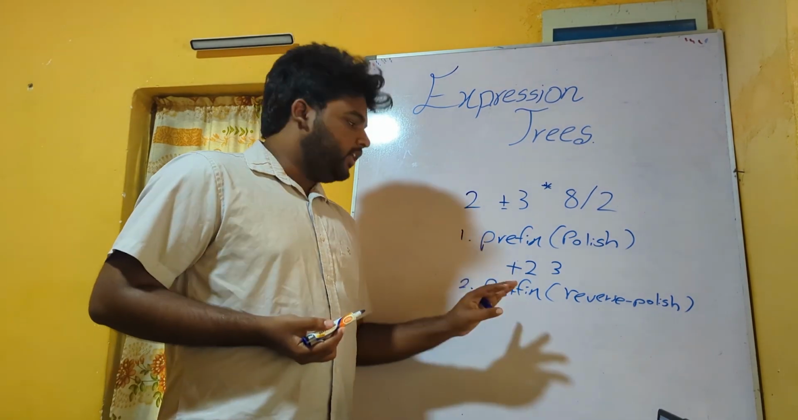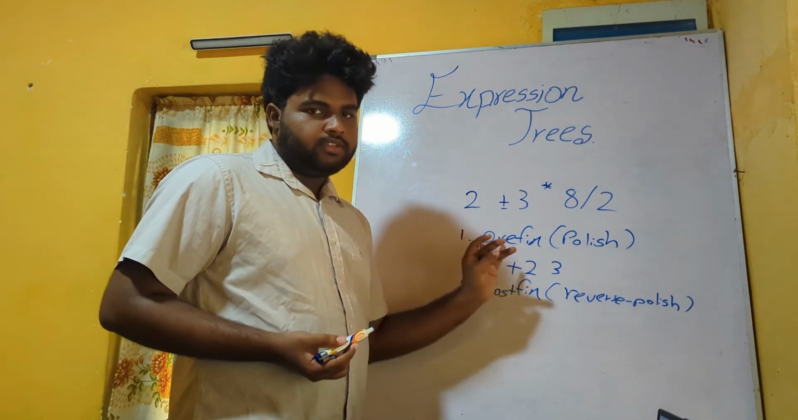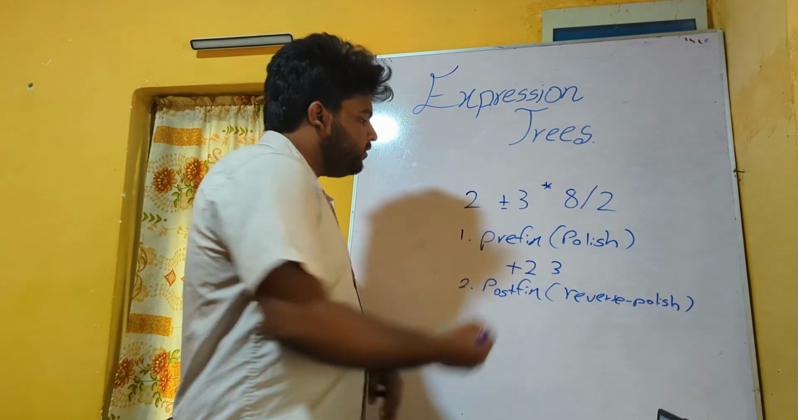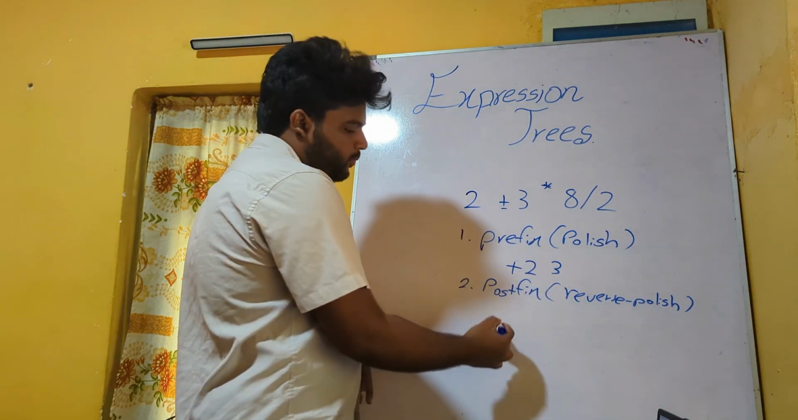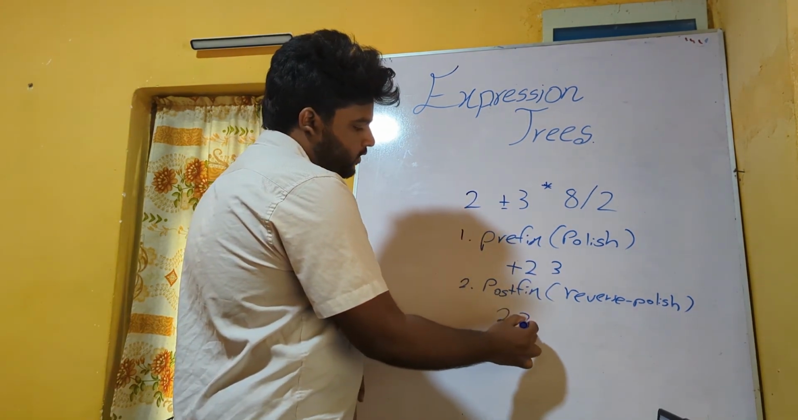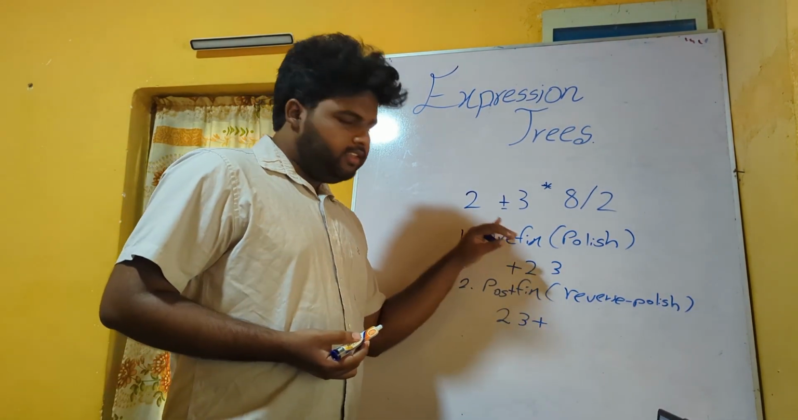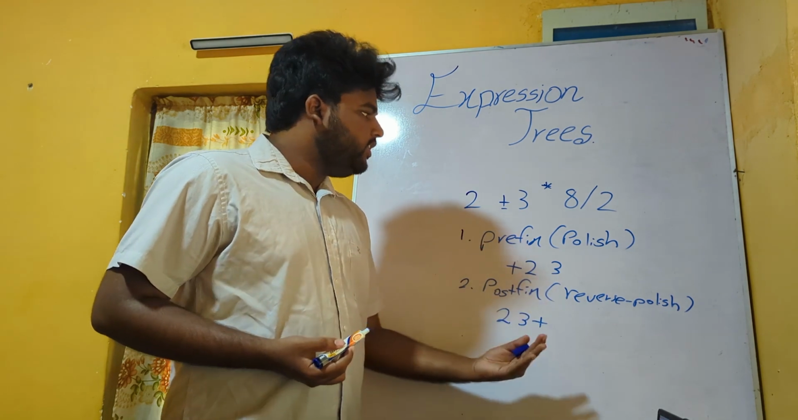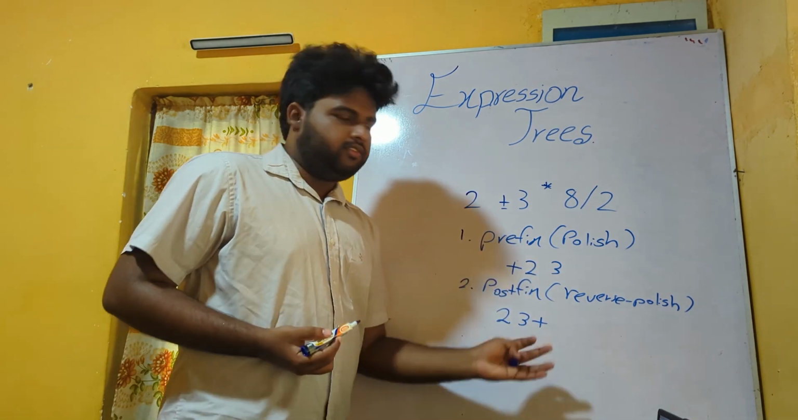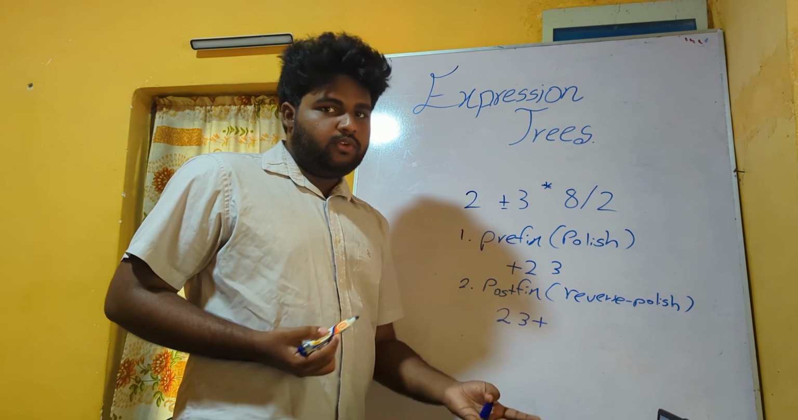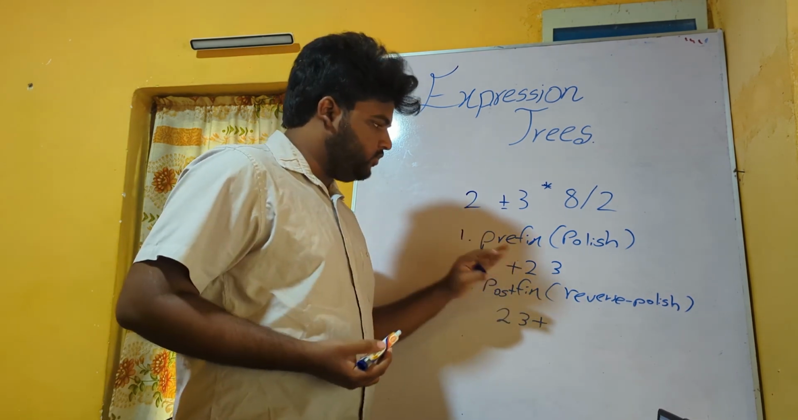As you can guess, what happens here is the operator comes to the end of the operands. So if you were to write 2 plus 3, you can write it like this. Using these two ways, we can actually avoid the precedence and associativity issues, and it is easy for machines to do the calculations in this way.